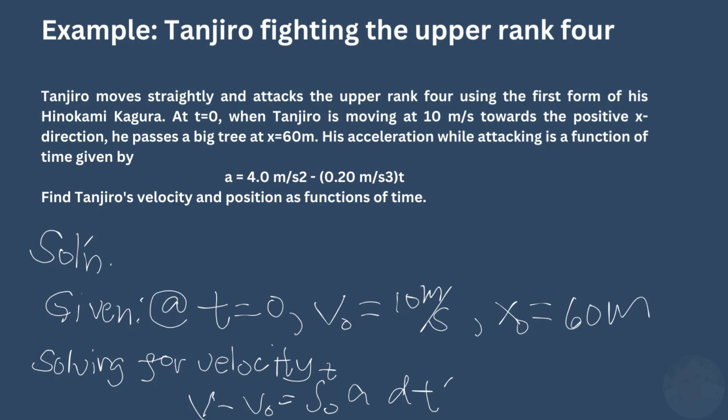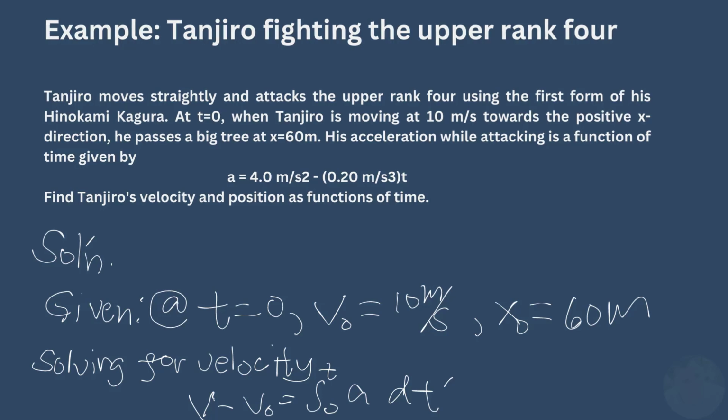Now, to solve this problem, we note that we have the following given, wherein it says that at t equals 0, our initial velocity is given by 10 meters per second and the initial position is given by 60 meters. To solve for velocity, recall that we have the expression v minus v0 equals integral of a dt prime, wherein a is given by 4 meters per second squared minus 0.20 meters per second cubed times time.